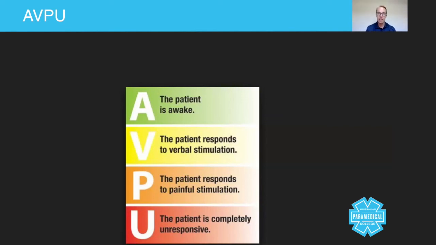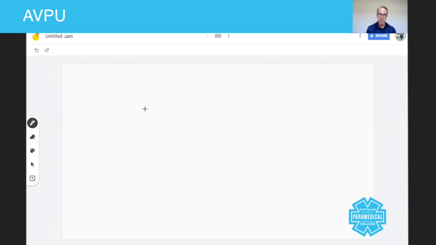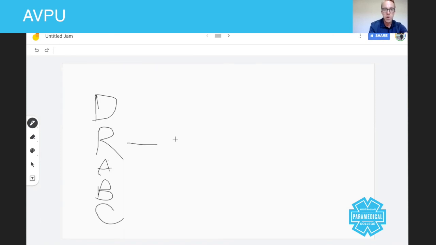So let's just put that into a diagrammatic form here on this Google Jam. So I'm going to use my fingers and just draw this. So you have danger, check for danger. Sorry, my drawing's not that good today. Check for a response. A, B, C. Now there is D and E as well. That's where the AVPU comes in. A, V, P, U. So that's a summary of the AVPU scale.